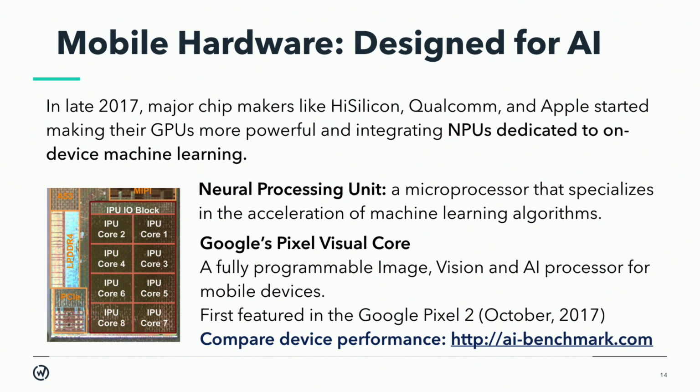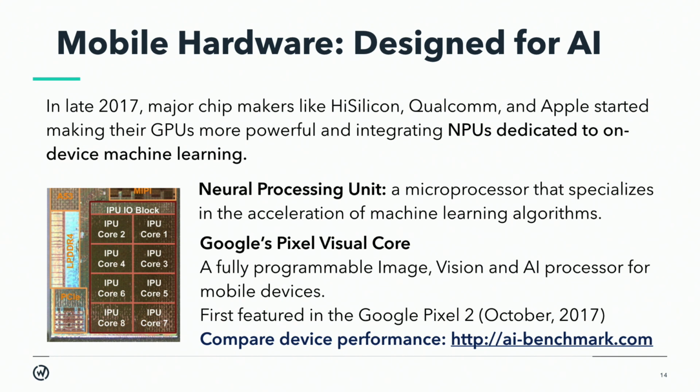And also there have been some advancements in mobile hardware. So perhaps you have heard of so-called AI chips. So some major chip makers are starting to make their GPUs more powerful and integrating NPUs, which are neural processing units. So those are microprocessors that specialize in performing machine learning algorithms in the most effective way. And one of the good examples is Google's Pixel Visual Core. So that one was first featured in Google Pixel 2.